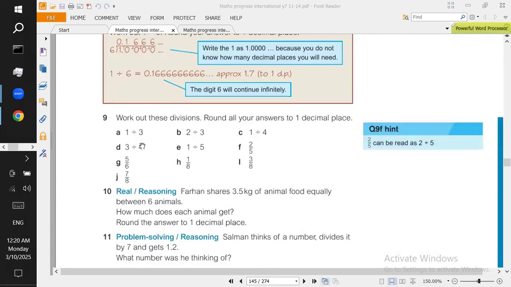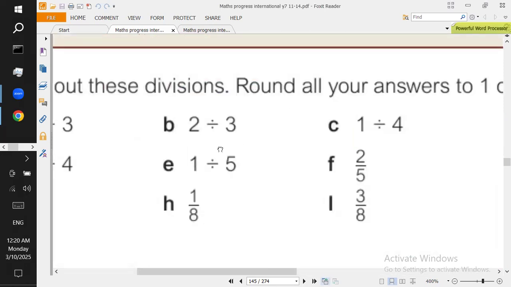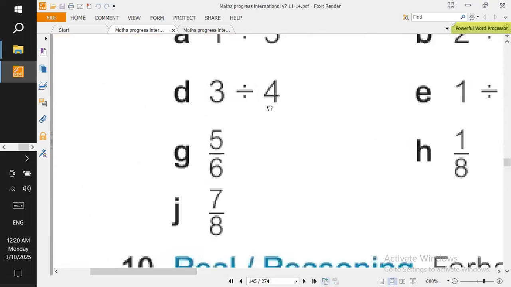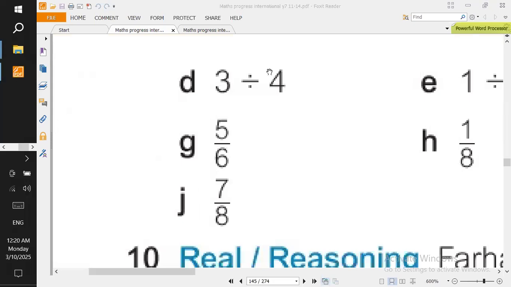Dividing a number by a number will give you the same idea, and then round it to one decimal place. Let's try one of them. For example, let's try 3/4. 3 divide 4. Okay, focus on this. These questions are very important. You're supposed to understand the ideas of dividing numbers.